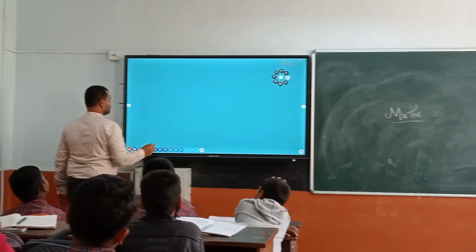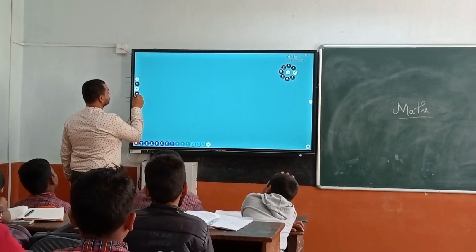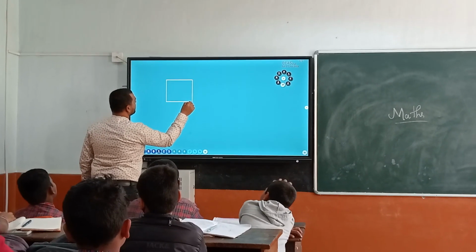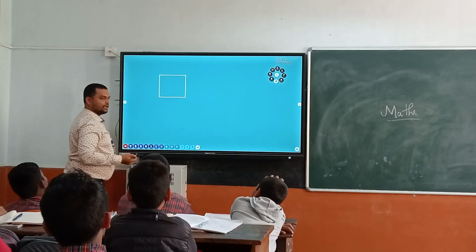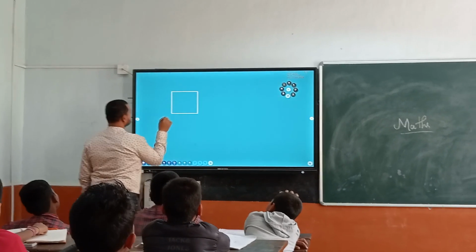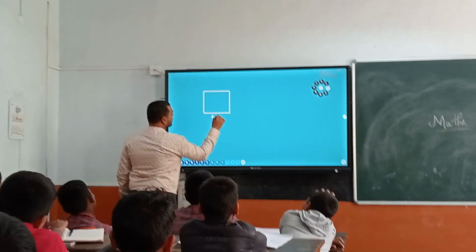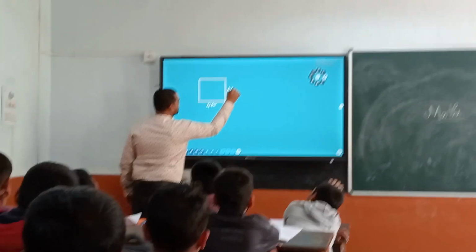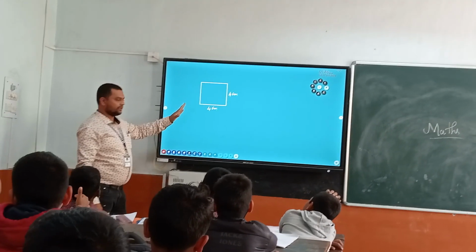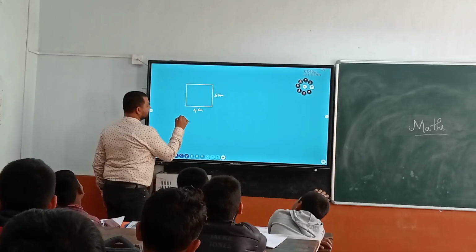Okay, so there is a square. What is the meaning of square? All sides are equal. Here is a square which is containing 4 centimeters and 4 centimeters. So this is the square shape, and we need to find out the area.